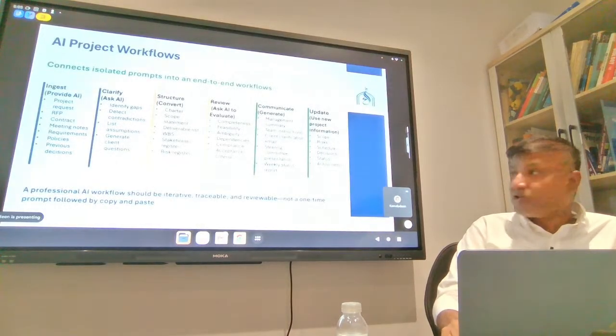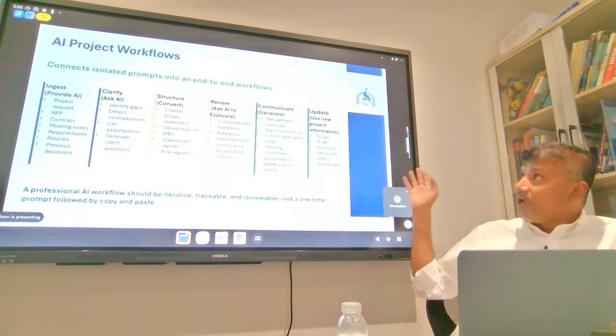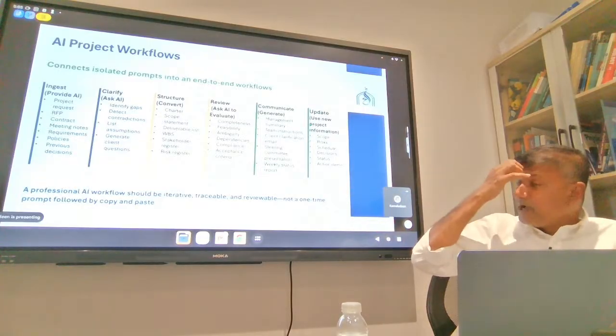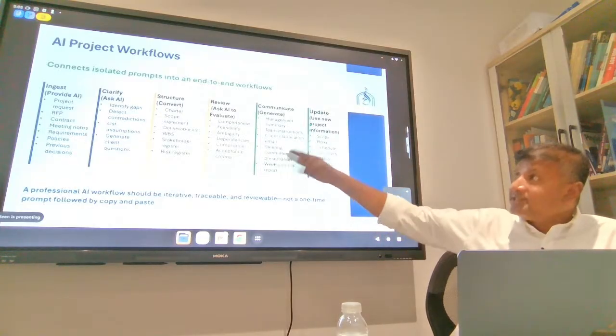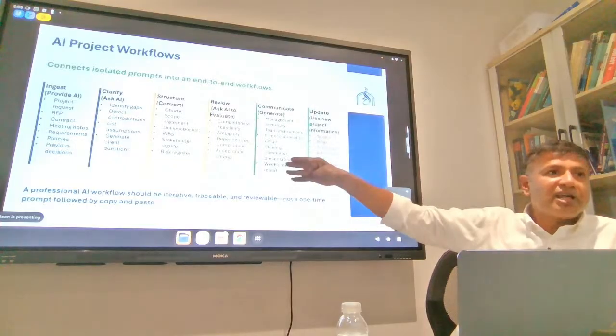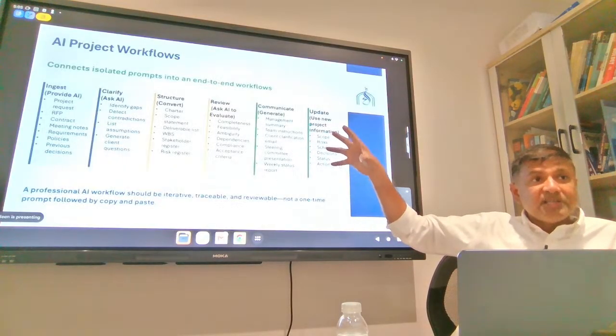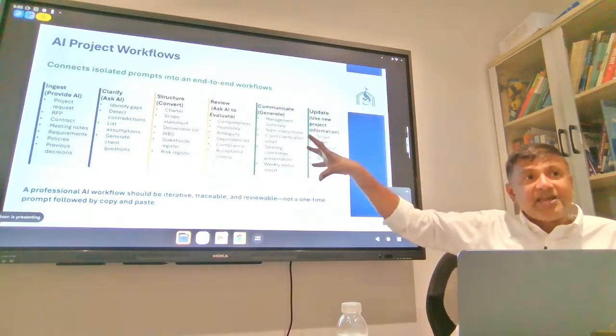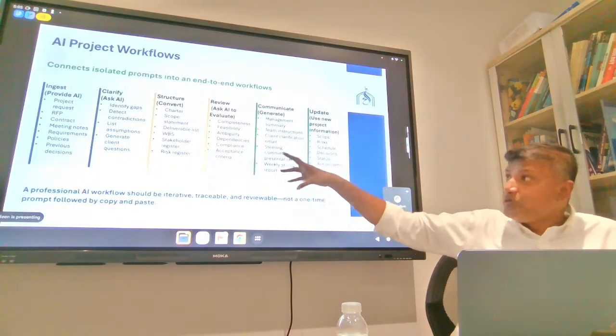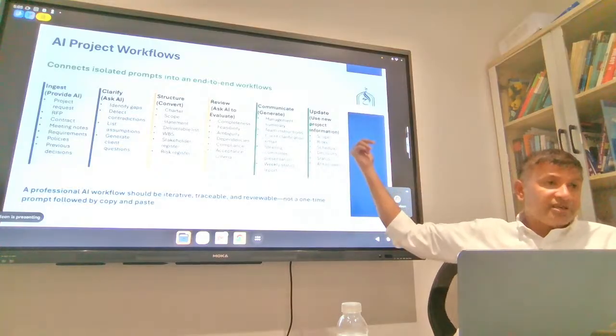Okay, so in the project workflow, these are the end-to-end workflow, but each one is an isolated prompt. It's not like this prompt is related to that prompt. But in a workspace, ChatGPT will understand the dependency between that layer and this layer.